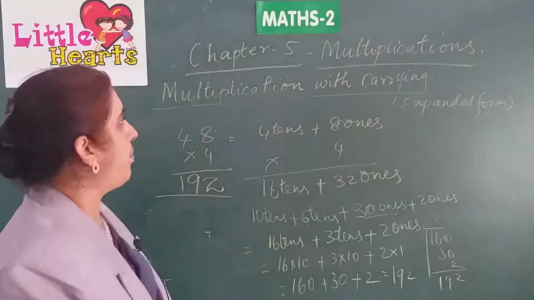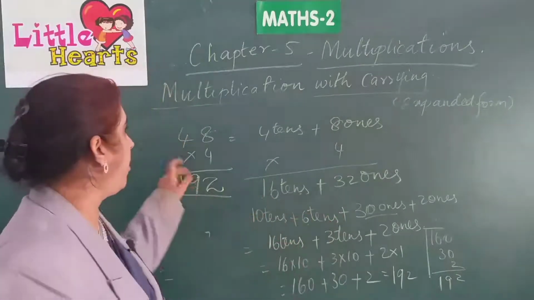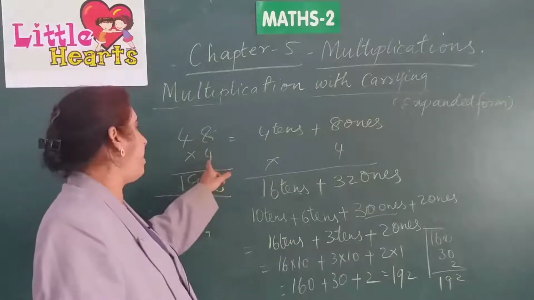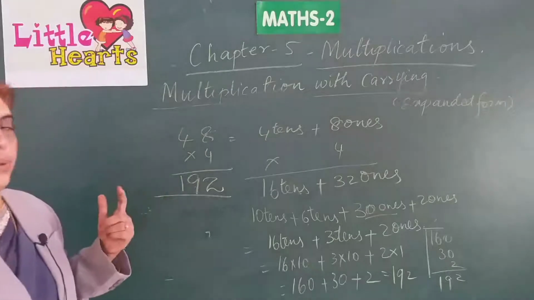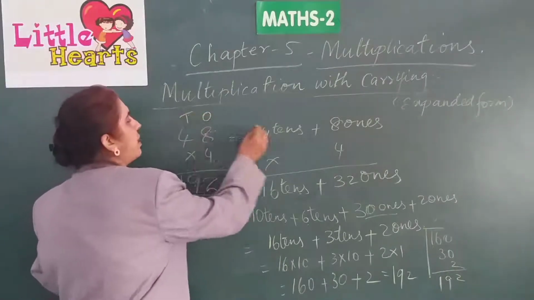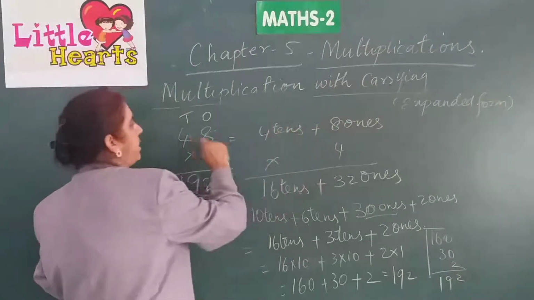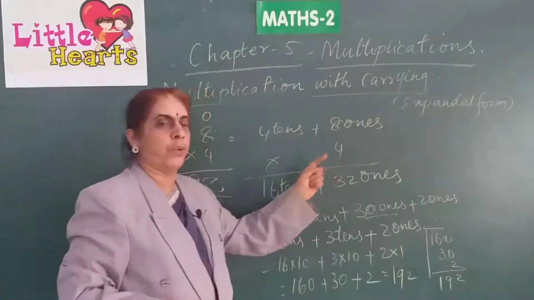Yes, children, multiplication with carrying in expanded form. You have to expand the multiplicand and multiply with the given number. Here the sum is 48 into 4. Let us see. 48. 4 tens plus 8 ones, we know that it is the expanded form of 48 and it should be multiplied by 4.